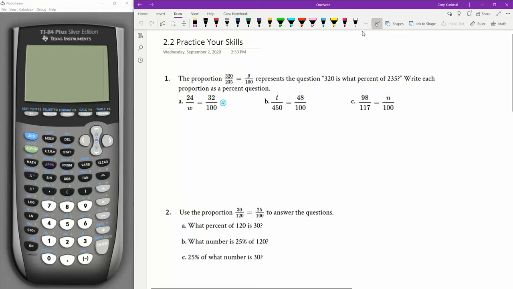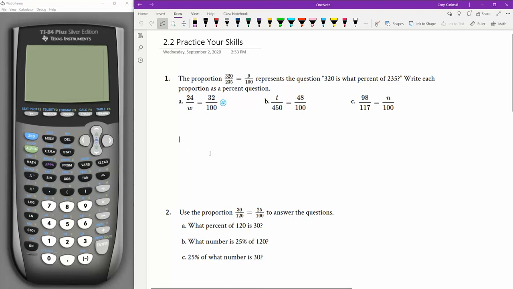It's been a while since I made one of these because I didn't have them for chapter 2, but I'm going to try and bang one out here real quick for you. The proportion 320 over 235 equals G over 100 represents the question 320 is what percent of 235? Okay, write each proportion as a percent question. All right, here we go.